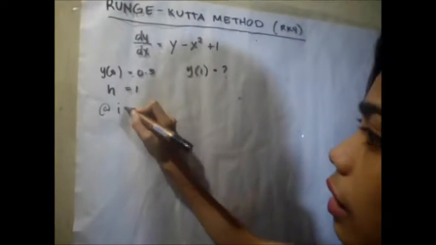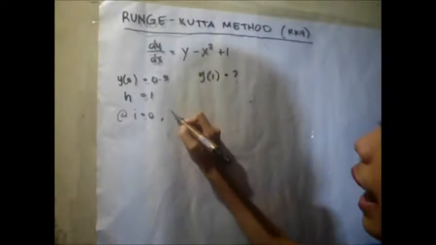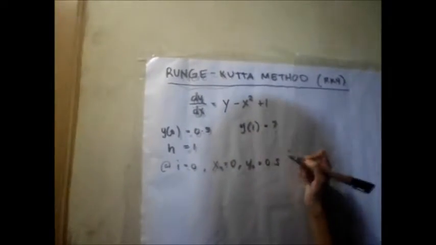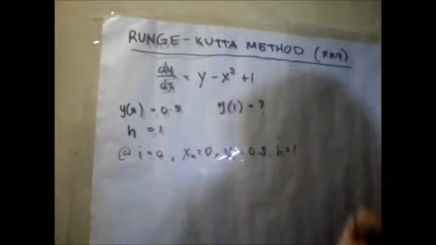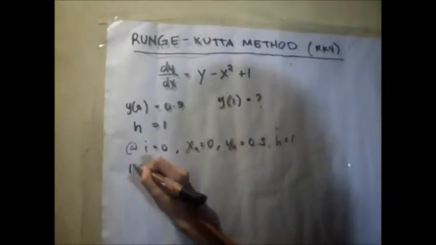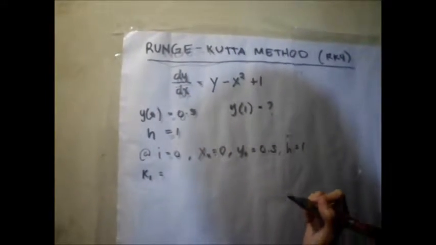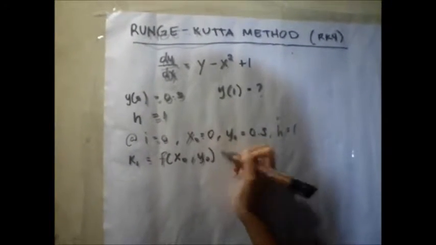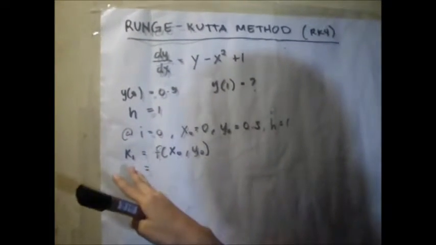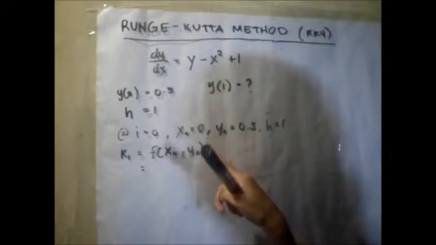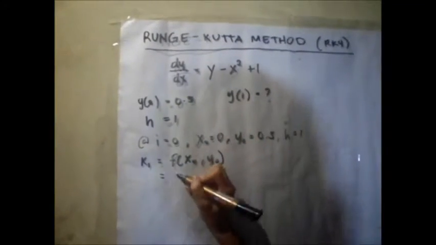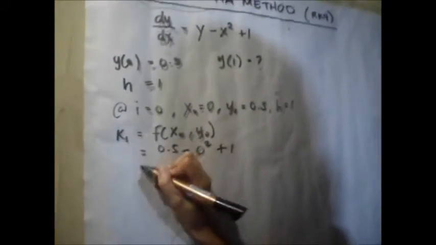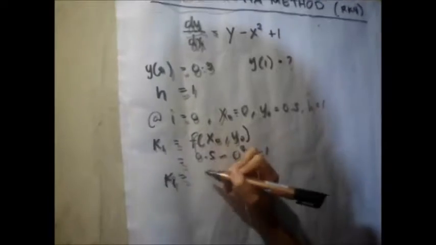At i that is equal to 0, we have x sub 0 is equal to 0, then y sub 0 is equal to 0.5, then a step size of 1. So we have k1 is equal to f of x sub 0, then y sub 0. So in order to get the k1, we need to substitute the value of x sub 0 and y sub 0 to the equation. So we have 0.5 minus 0 squared plus 1. Therefore, we have the value of k1 of 1.5.